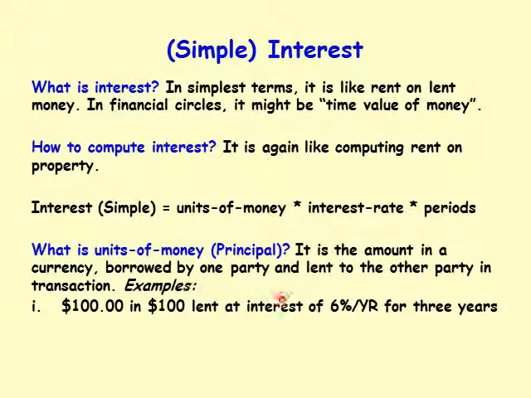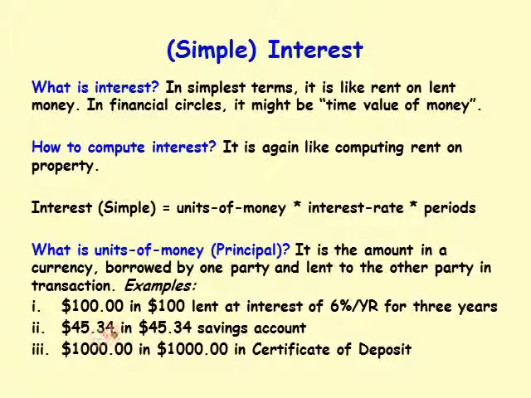Here's the units of currency, $100. Here's the interest rate, 6% a year. Here's the number of years. So it's 6% per year, and we have 3 years here. That's the number of periods, 3. And like $45.34 in a savings account, this amount is the principal. Let's continue here. Another example is $1,000 in a $1,000 certificate of deposit. A certificate of deposit is a time deposit, and I believe in India they call it a fixed deposit. So $1,000 would be the principal in a $1,000 CD. Let us continue.